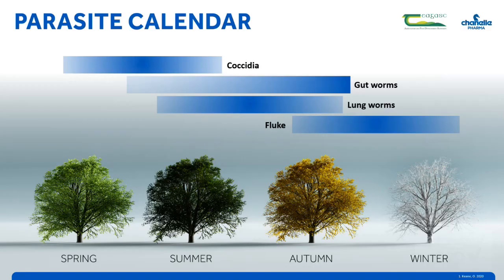Let's think about the time of year, the summer and the autumn. As we can see on this slide, the primary concerns for producers during the summer and autumn are gutworms and lungworms. However, we can also see some crossover with coccidiosis and fluke infections from the spring and autumn respectively.